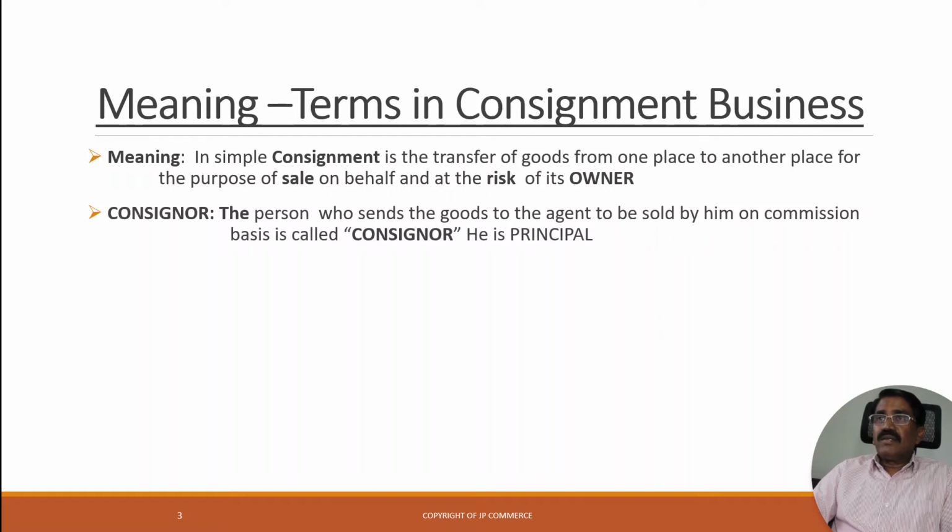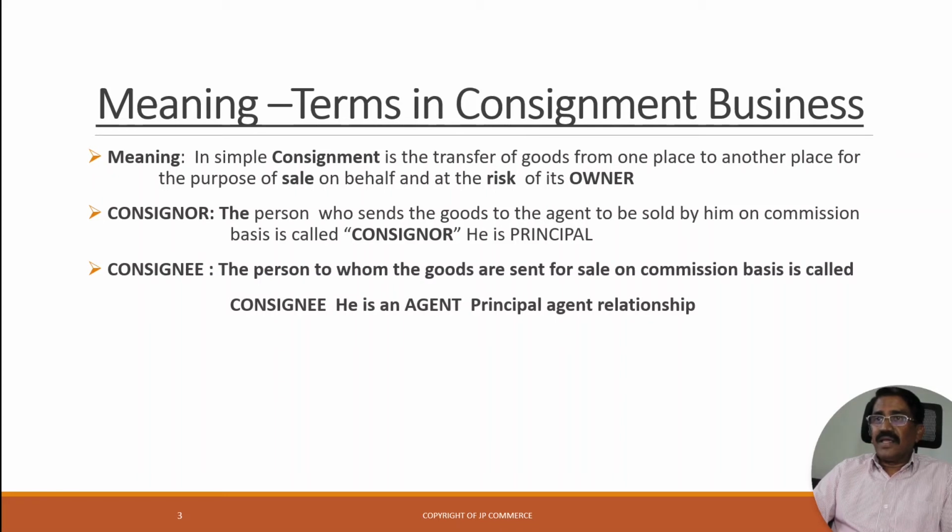Now here in consignment there are two parties. One is the consignor. Who is a consignor here? The person who sends the goods to his agent to be sold by him on commission basis is called a consignor. Consignor is also known as the principal. Secondly, the consignee. The person to whom the goods are sent for sale on commission basis is called the consignee. Consignee is the agent, and the relationship between the consignor and consignee is that of principal and agent.